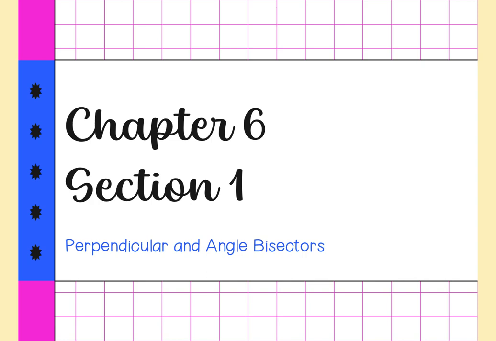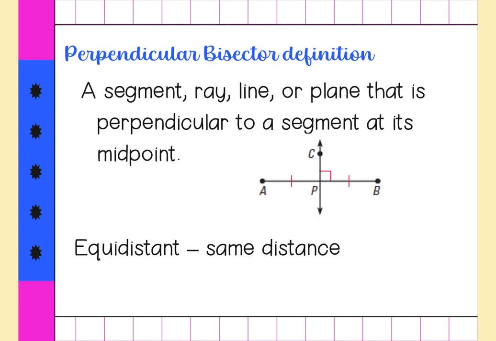This video is going to cover chapter 6, sections 1, 2, and 3. So we start, as usual, with some definitions. We start with the definition of perpendicular and angle bisectors.